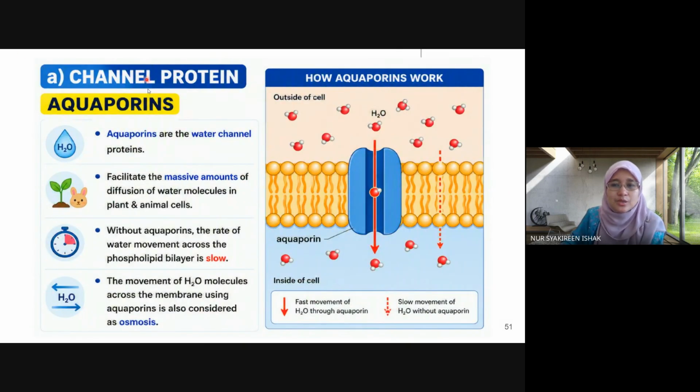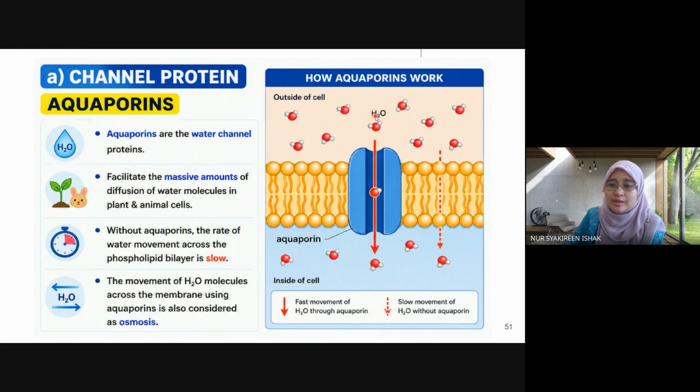Okay. So let's look at the aquaporin first. So aquaporins are the water channel proteins. Okay. They facilitate massive amounts of diffusion of water molecules in plants and also animal cells. So without aquaporin, the rate of water movement across the phospholipid bilayer is low. Without the aquaporin, water can still diffuse across the plasma membrane because water is a really, really tiny molecule. It can still pass through the membrane, but the rate is very slow.